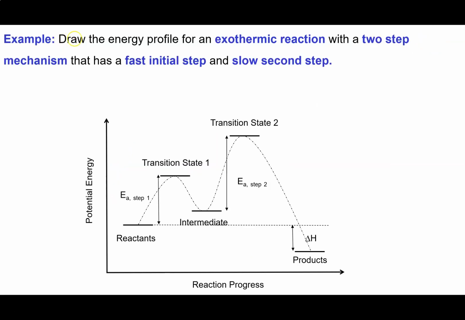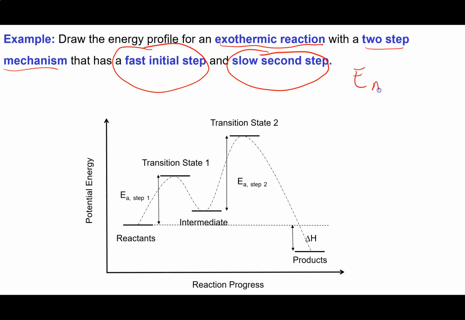So in this example, I'm going to draw the energy profile for an exothermic reaction with a 2-step mechanism that has a fast initial step and a slow second step. So what that's really telling me is that the activation energy for my first step has to be less than the activation energy for my second step. And because it's exothermic, and that means energy is being lost, the energy of my reactants has to be greater than the energy of my products.